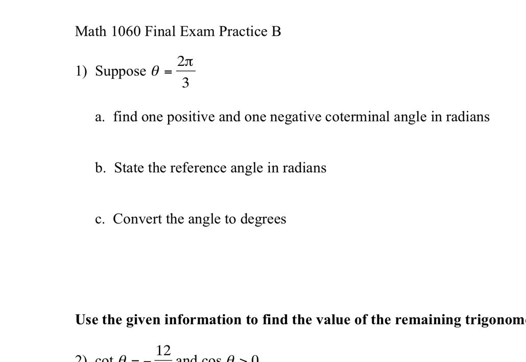So we have 2 pi thirds. To find another positive coterminal angle, we can just add 2 pi. So 2 pi thirds plus 2 pi, we can change 2 pi into 6 pi over 3. So 6 pi over 3 plus 2 pi over 3 is 8 pi over 3. And then we could do a similar operation to find a negative coterminal angle. We just subtract 2 pi, and again, this would be 6 pi over 3. So 2 pi thirds minus 6 pi thirds would be negative 4 pi thirds.